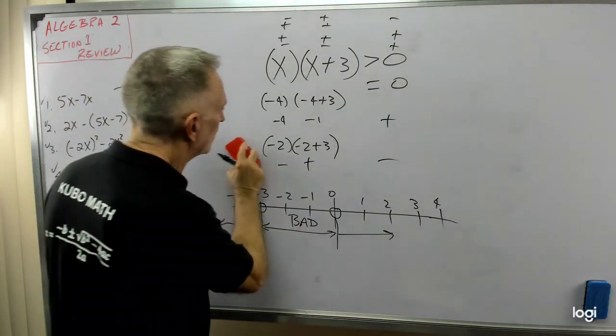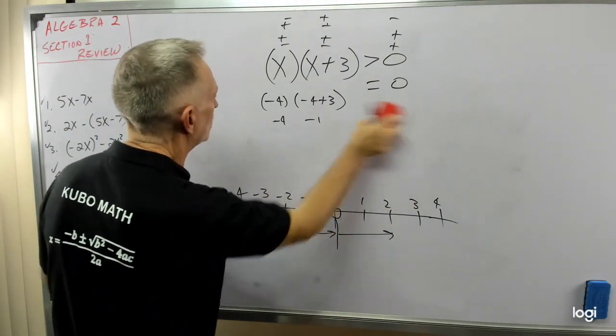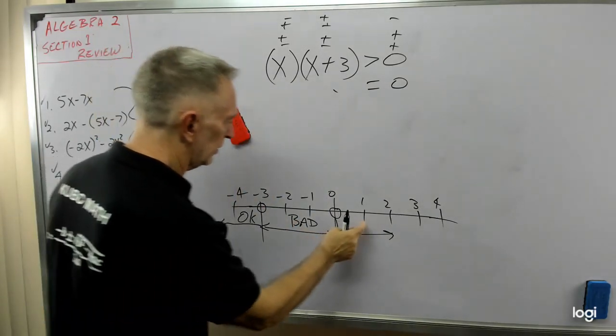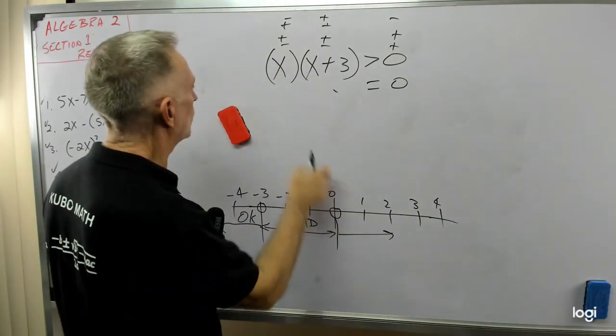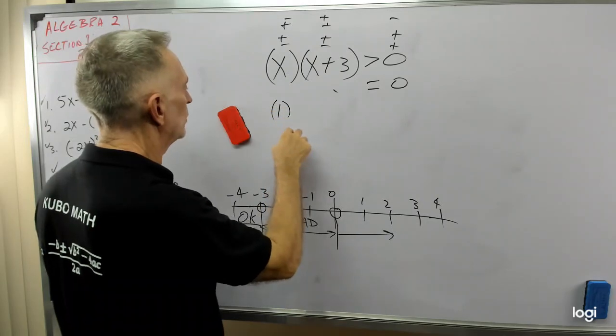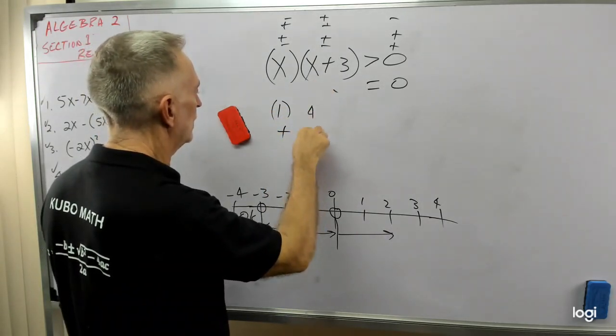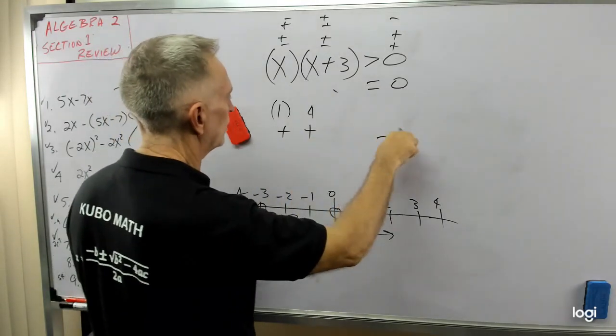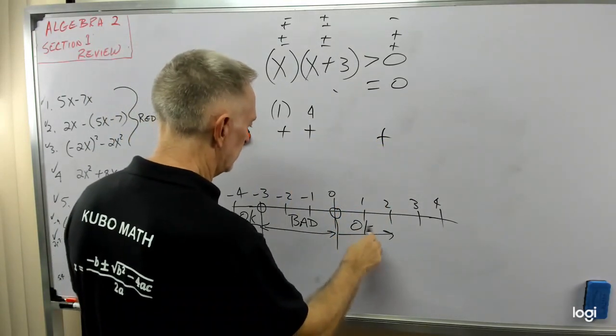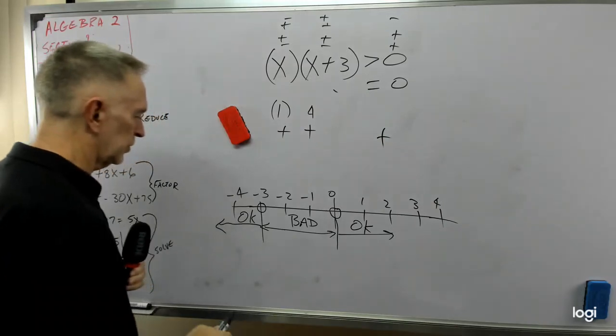And now then, clear out a little room here. What about in this region? Let's say the number 1. So I have 1, which is positive. 1 plus 3, which is 4. Well, that's positive. Positive times positive gives me a positive. So this region is okay also.